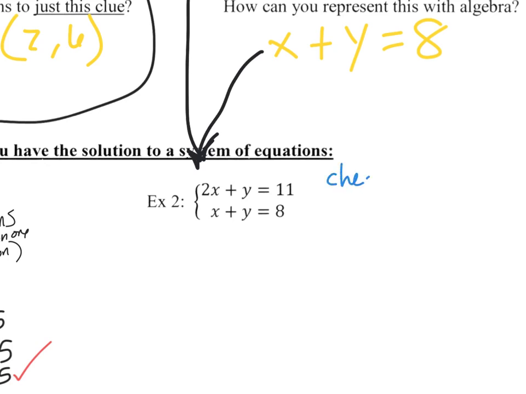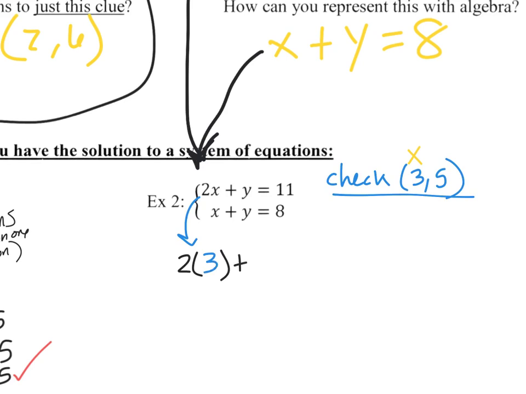So let's write that over here. Let's check 3, 5. So let's start with equation number 1. Equation number 1 says 2 times the x value, and the x value here is 3. I'm looking at my point over here. The x value is 3. So 2 times 3 plus y, and the y value is 5. So I'm going to put 5 where the y would be, and then equals 11. So I just copied the first equation and put 3 in for x, 5 in for y. Then I need to simplify it.